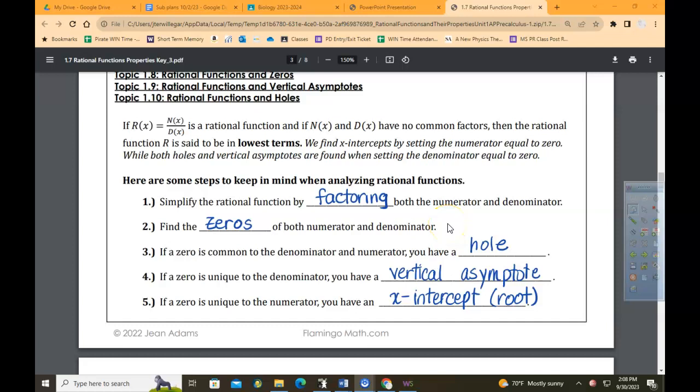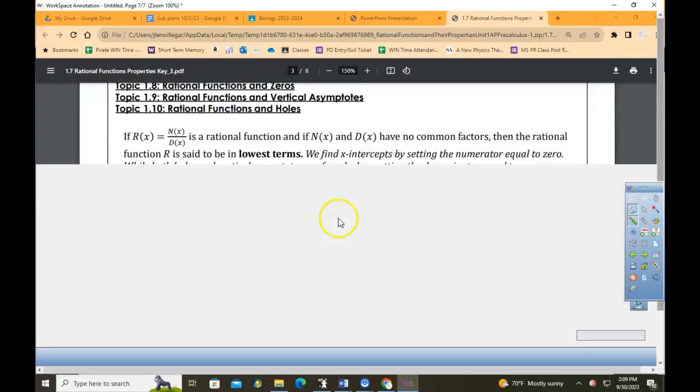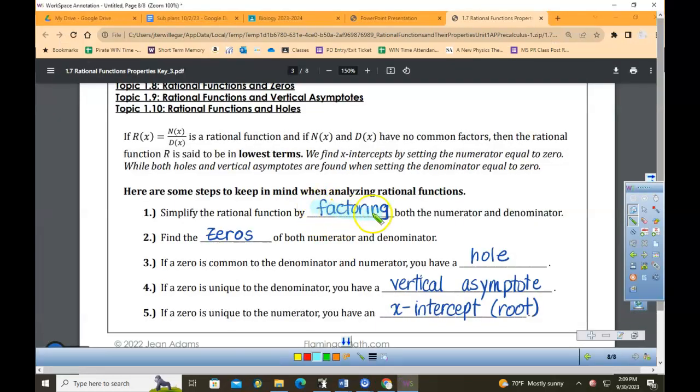Sorry for the jarring jump cut here, but I'm going to go right into how to analyze rational functions. When we analyze rational functions, the first thing we have to do almost every time is simplify it. Now, when we simplify a rational function, that first step is factoring it. And if it's unfactorable, then we don't factor it. But we factor it into its most broken down form.